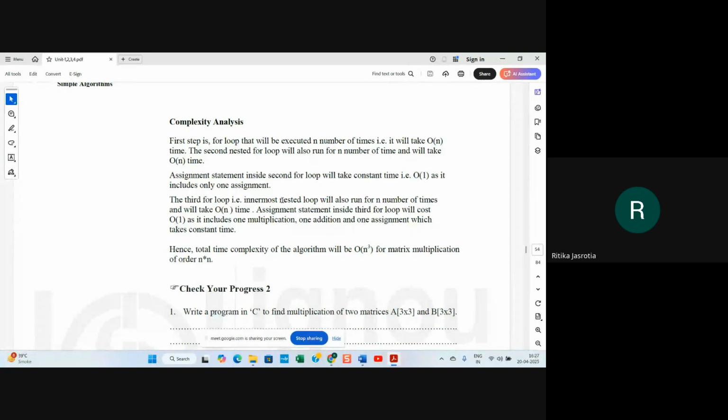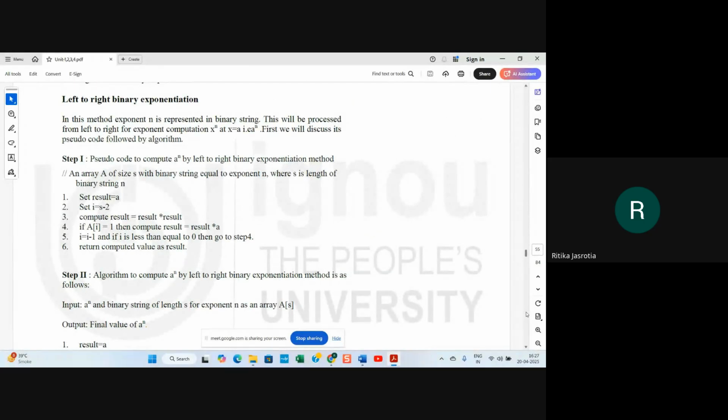Now assignment statement inside second for loop will take constant O(1) as it includes only one assignment. The third for loop, that is innermost nested loop, will also run for n number of times and will take O(n) time. Assignment statement inside the third for loop will cost O(1) as it includes one multiplication, one addition, one assignment, which will take constant time. Hence, total time complexity of the algorithm will be O(n cube), because O(n) and O(n) and O(n), 3 O(n)s are there. So that is O(n cube) for matrix multiplication of order n into n. This is how they are finding out, right? Just they are giving you an example of how they are calculating the complexity of the algorithm.